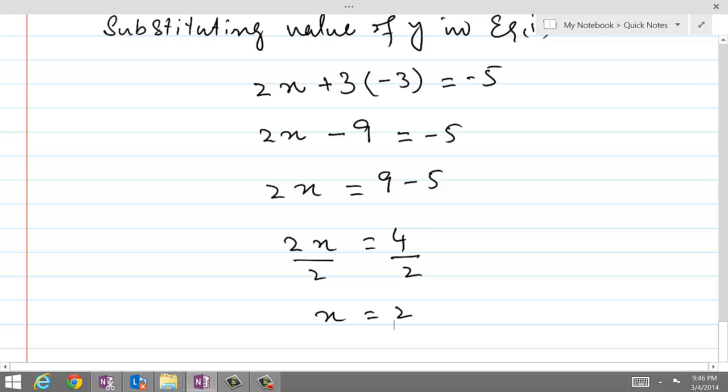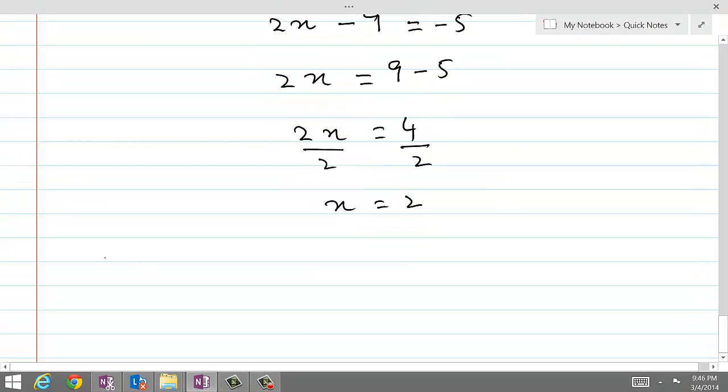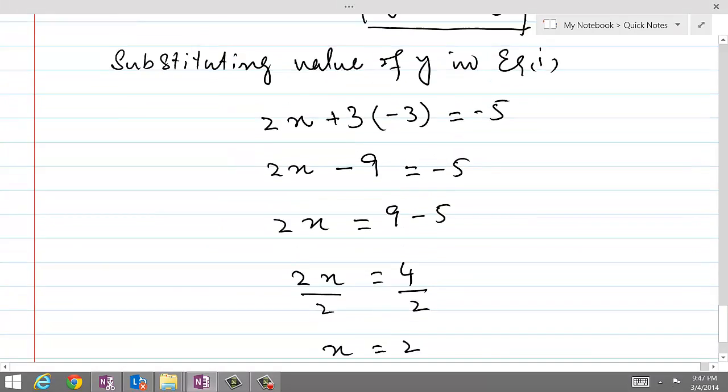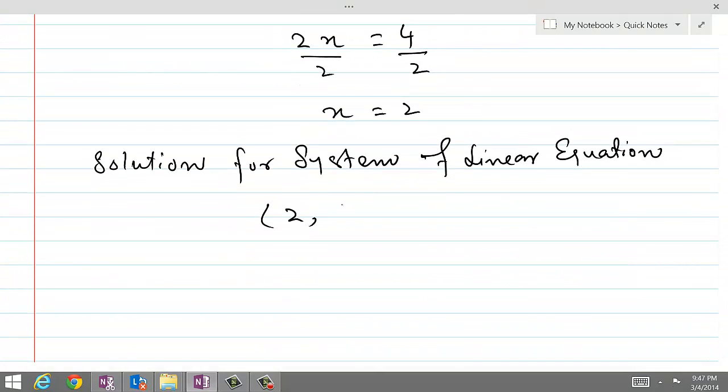So now the solution we have for this system of linear equations is 2 and, what was the y? Y was equal to minus 3. So 2 and minus 3. We haven't verified this solution yet.